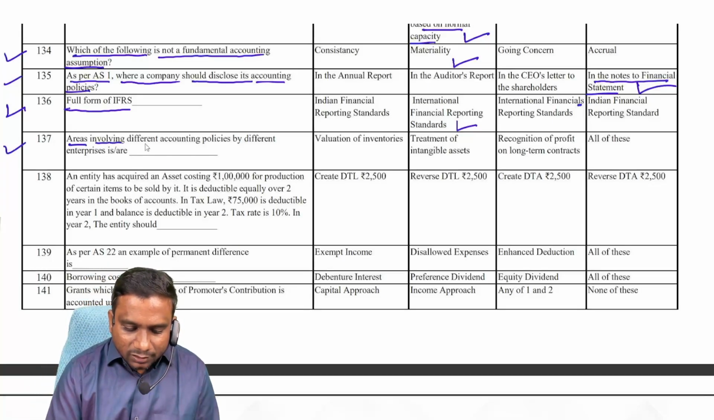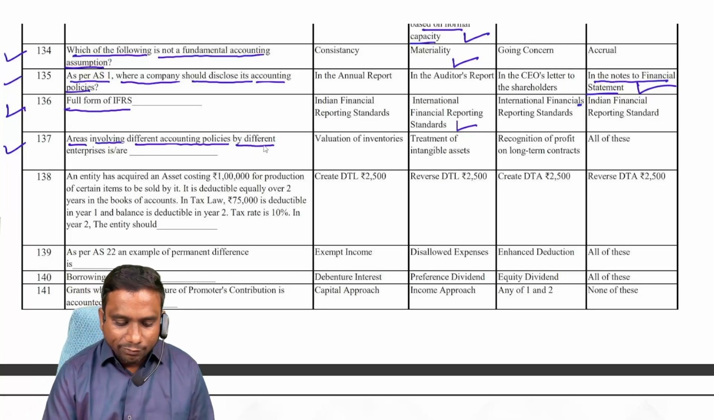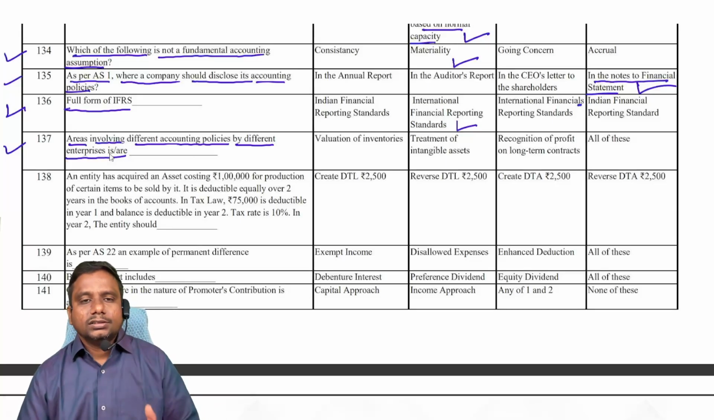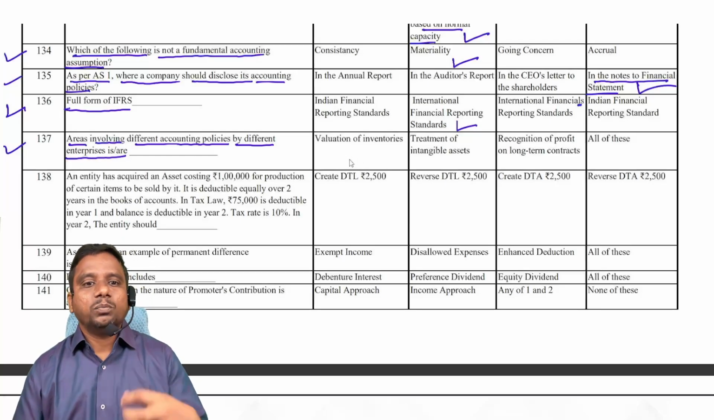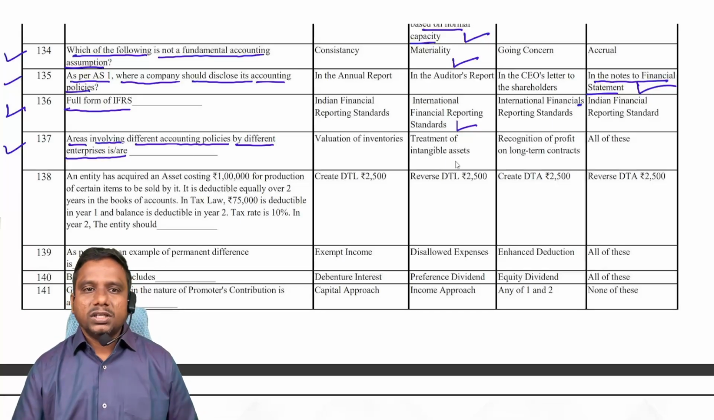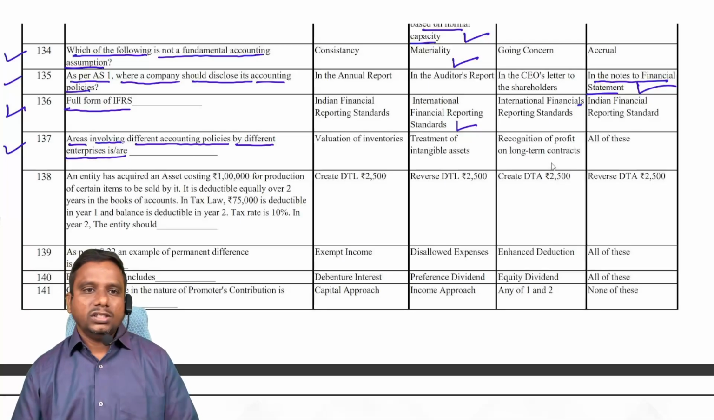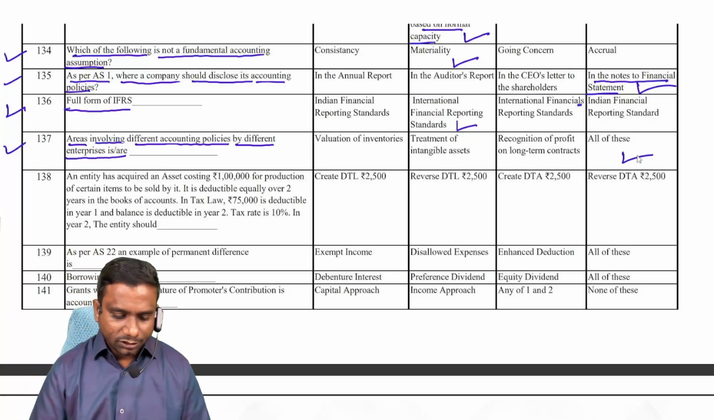137. Areas involving different accounting policies by different enterprises is nothing but what? In which areas do we have different accounting policies? Look at valuation of inventory. Yes, in case of valuation of inventory we apply various accounting policies. And treatment of intangible assets, here also we apply various accounting policies. Recognition of profit on long term contracts, yes, here also. So all of the above. In all cases we use accounting policies.